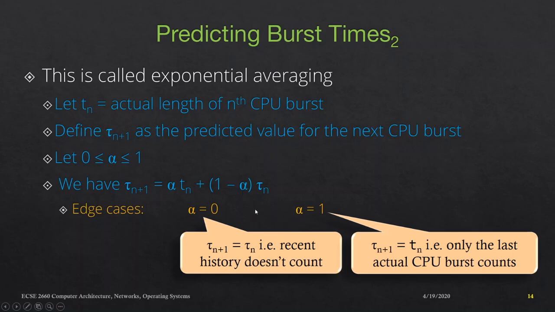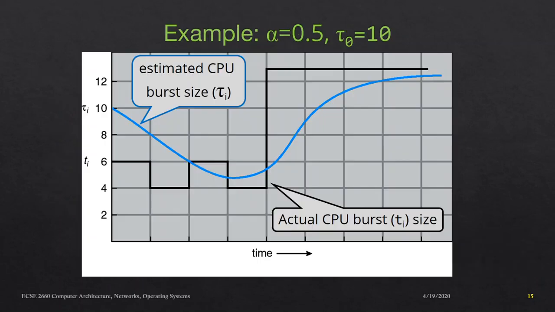Perhaps a value in the middle where we split half predicted, half measured, then we perhaps can see a prediction algorithm working better. So let's see that in this graph. Here we have an example with alpha set to half, and tau sub 0, our initial predicted value for the CPU burst time, as 10. On the x-axis we have time, on the y-axis we have the CPU burst times. As you can see, there are two lines over here. One is for the predicted CPU burst times, the blue line, and the black line is the actual CPU burst time.